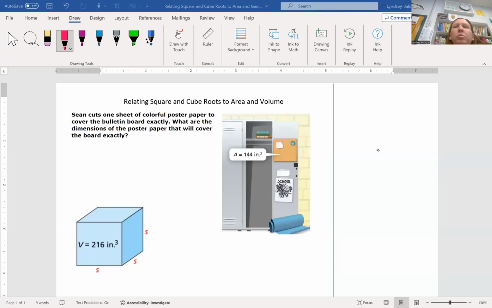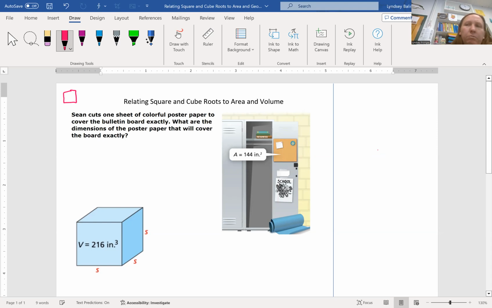Okay, this is gonna be a super quick video because we talked about solving equations with square and cube rooting, but we're just going to apply that to some area and volume questions. So area, we're specifically talking about area of a square.